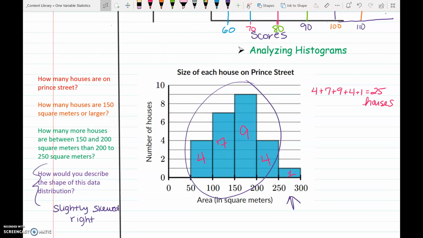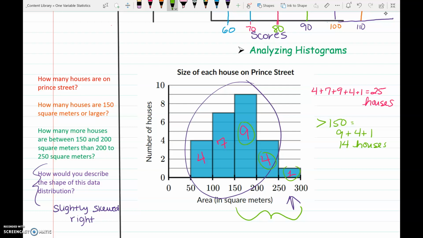Now, how many houses are 150 square meters or larger? So let's find our 150, where that starts. So 150 or larger, that's going to be 9 plus 4 plus 1. So 14 houses. So analyzing, it's all about knowing how to read your graph. Just make sure you're paying attention to whether I'm supposed to be looking at the x, the y, or both.